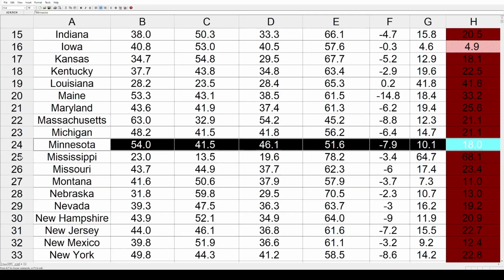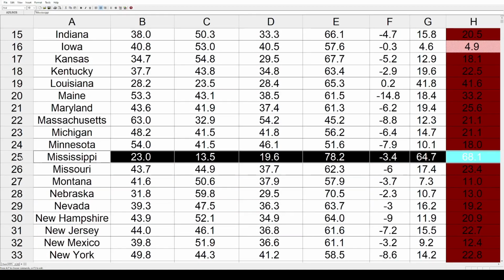Minnesota, an even 18%. Mississippi had the biggest shift out of all the states. Take a look at that, shifting 68.1 toward the Republicans.